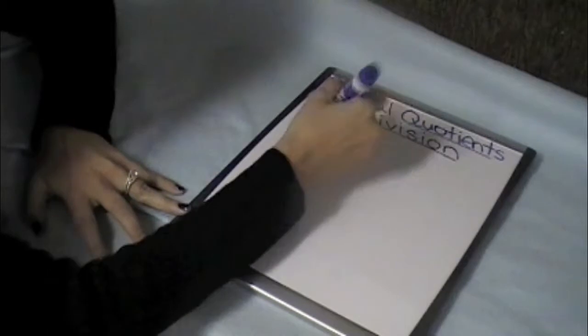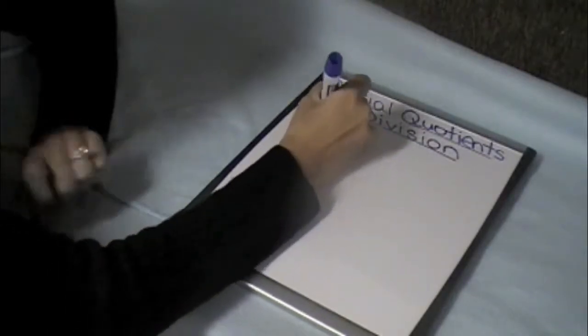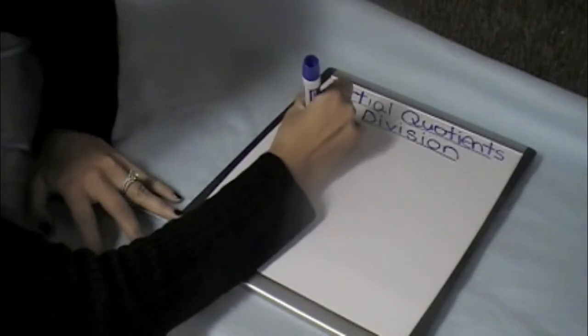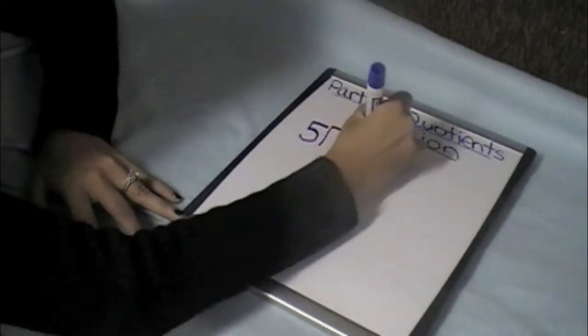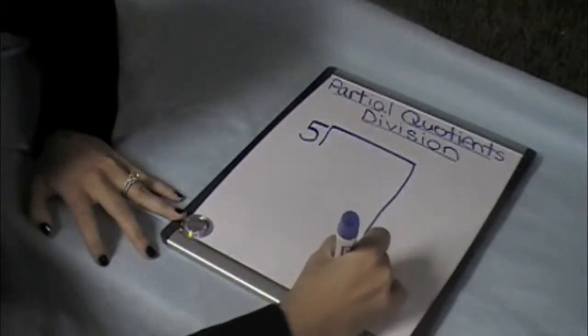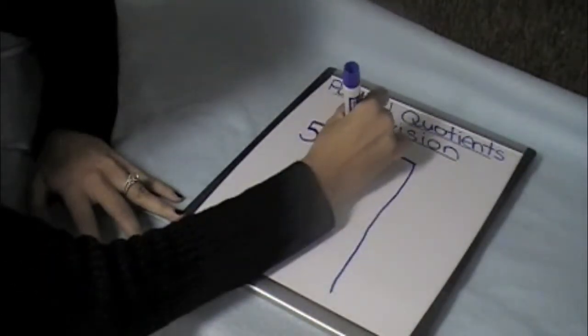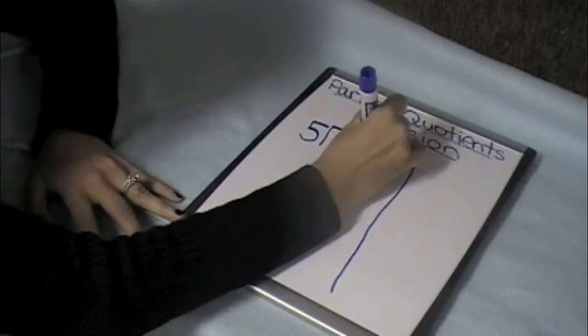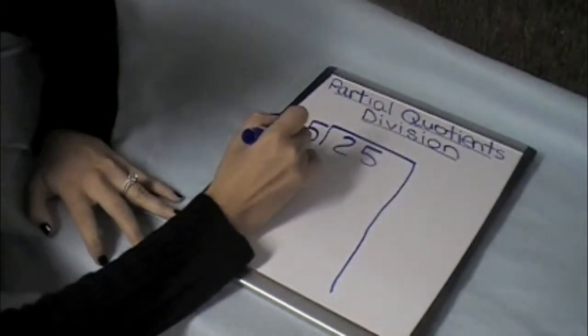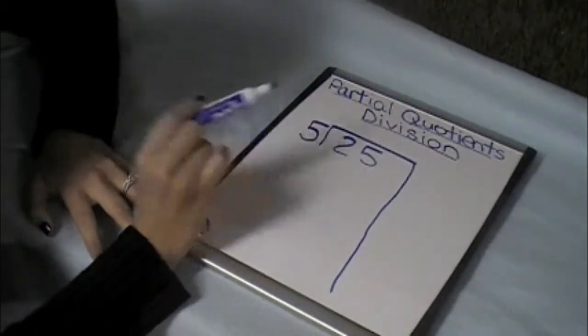Just as in long division, you create the house. Only this time you extend a line all the way down. The dividend goes inside the house. The divisor, the number dividing the number, is outside of the house, just as in long division.